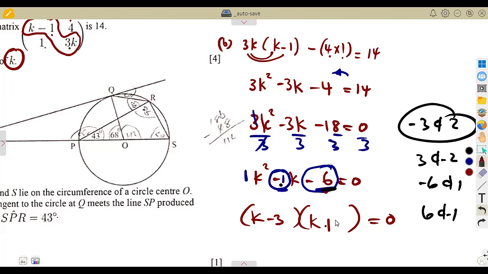That's minus 3 plus 2. So each bracket must be equal to 0. So that means K will be equal to a positive 3. This 2 to the other side, K is going to be equal to minus 2. So these are the 2 possible values of K that we are going to have at the end.